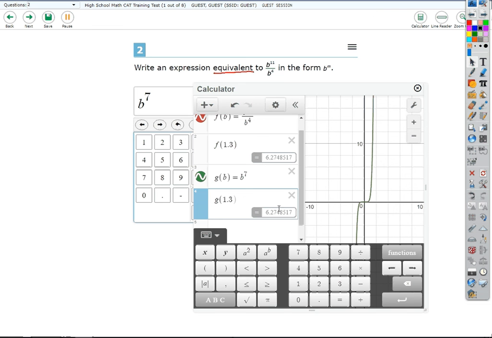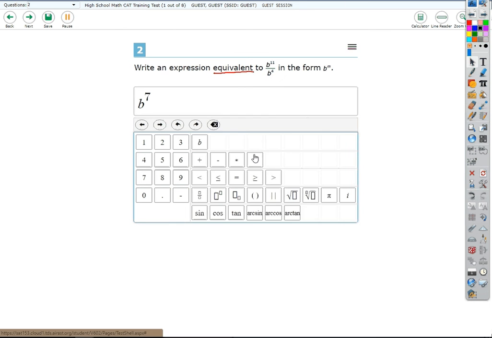Now for sure I picked a decimal. So for sure, if we get the same answer back, they're the same, right? So there's an easy way to do that evaluate trick using Desmos, okay? All right, moving on.